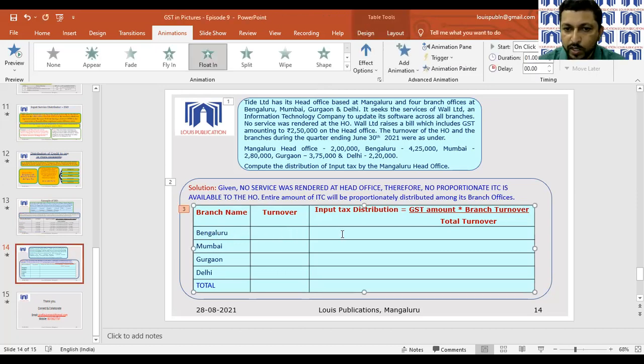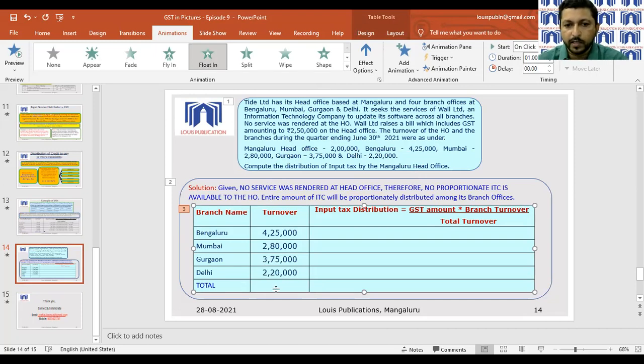So now what we'll do is we are going to record the turnover of these branch offices. Though the Mangalore head office shows a turnover of 2 lakh, we are not going to record it because it did not avail service. So Bangalore turnover is 4,25,000. So I record 4,25,000. Mumbai turnover is 2,80,000. The Gurgaon turnover is 3,75,000. Then we have the Delhi turnover as 2,20,000.